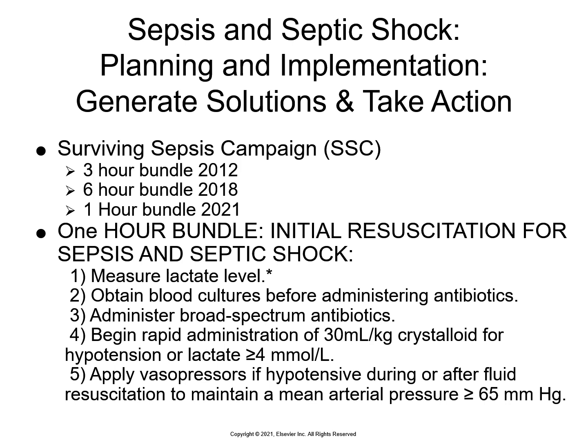Apply vasopressors if hypotensive during and after fluid resuscitation to maintain a mean arterial pressure of 65 millimeters of mercury. We've got to protect the organs. Broad spectrum antibiotics are administered within 2 hours of admission or diagnosis, and every hour that a patient is denied the antibiotic therapy, the chances of their survival is reduced by 7.9%. So this has to be done quickly.